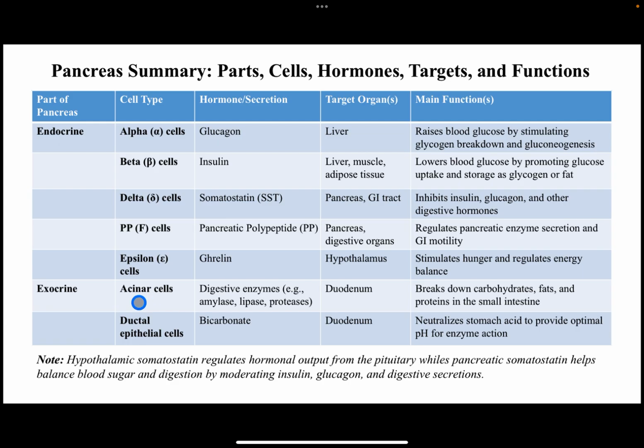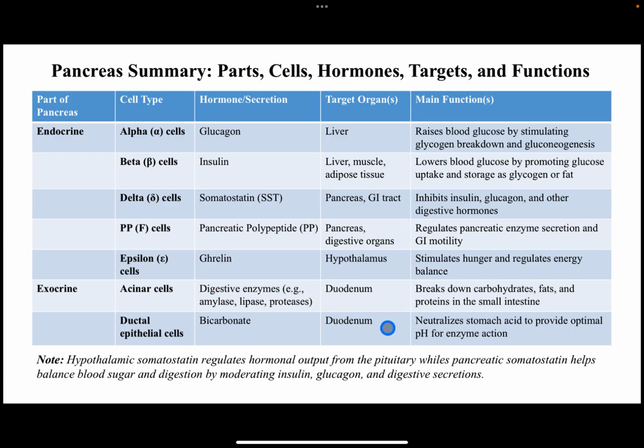Then we have the acinar cells. Okay, the exocrine cells, we have the acinar cells. The main cells in the exocrine pancreas are the acinar and the ductal cells. The acinar cells secrete the digestive enzymes. They release them into the duodenum. They break down carbohydrates, fats, and proteins in the small intestines.